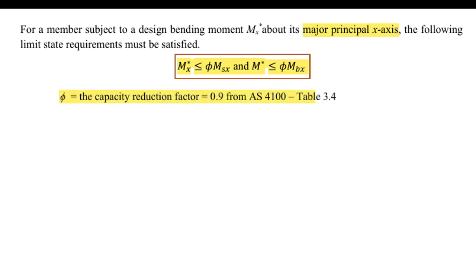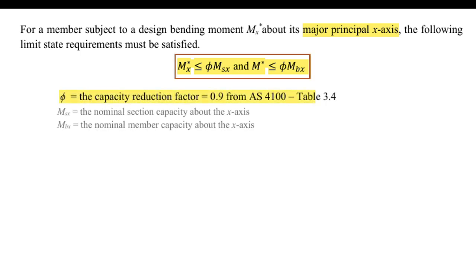As per AS 4100 Table 3.4, φ is the capacity reduction factor. It is considered as a factor of safety. Msx is the nominal section capacity about the x-axis and Mbx is the nominal member capacity about the x-axis. So what are this section capacity and the member capacity?